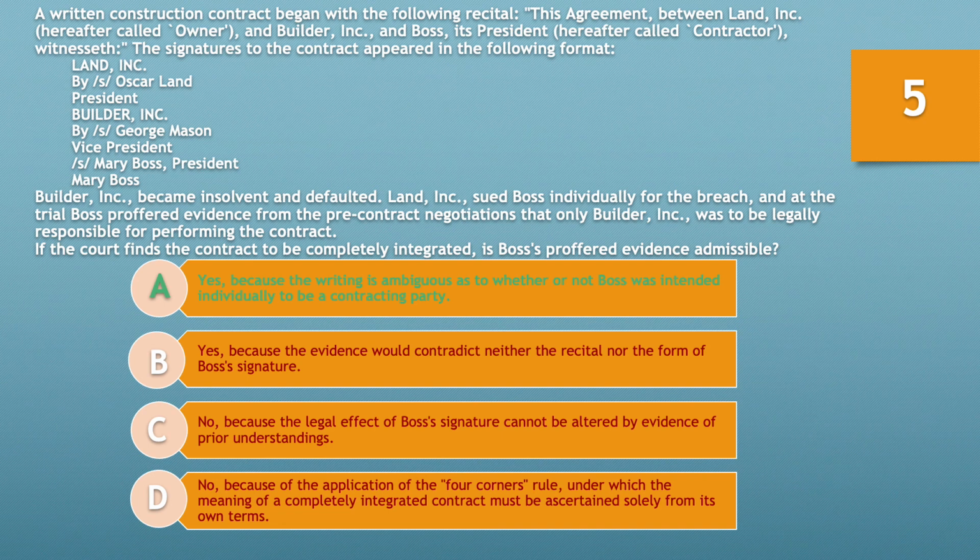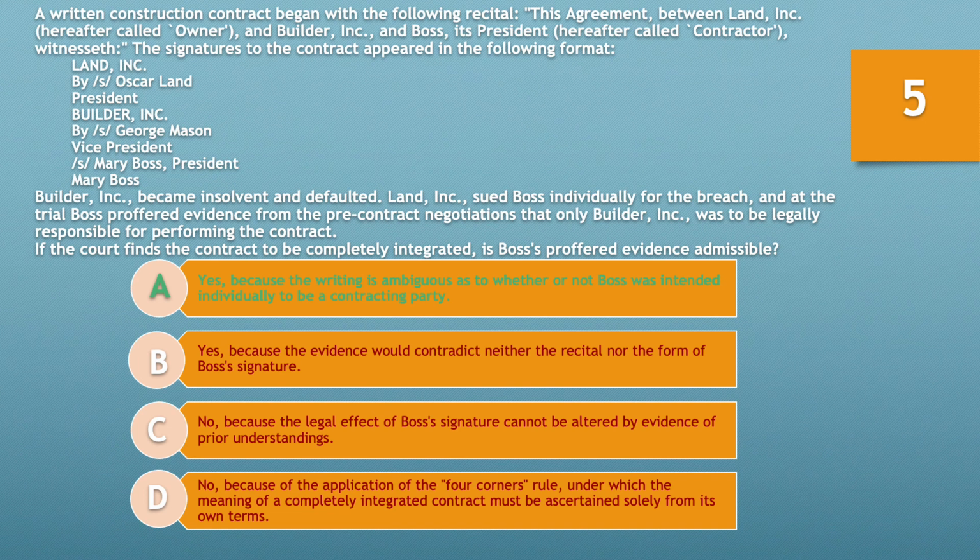In this case, the court has found a completely integrated contract, so the parole evidence rule would apply. Boss is attempting to proffer evidence from the pre-contract negotiations that only Builder Inc. was to be legally responsible for performing the contract. Since the written contract is ambiguous as to whether Boss signed this contract in her individual capacity or solely as the president of Builder, parole evidence would be admissible to explain or interpret ambiguous terms in the contract. As such, Boss's proffered evidence would be admissible.